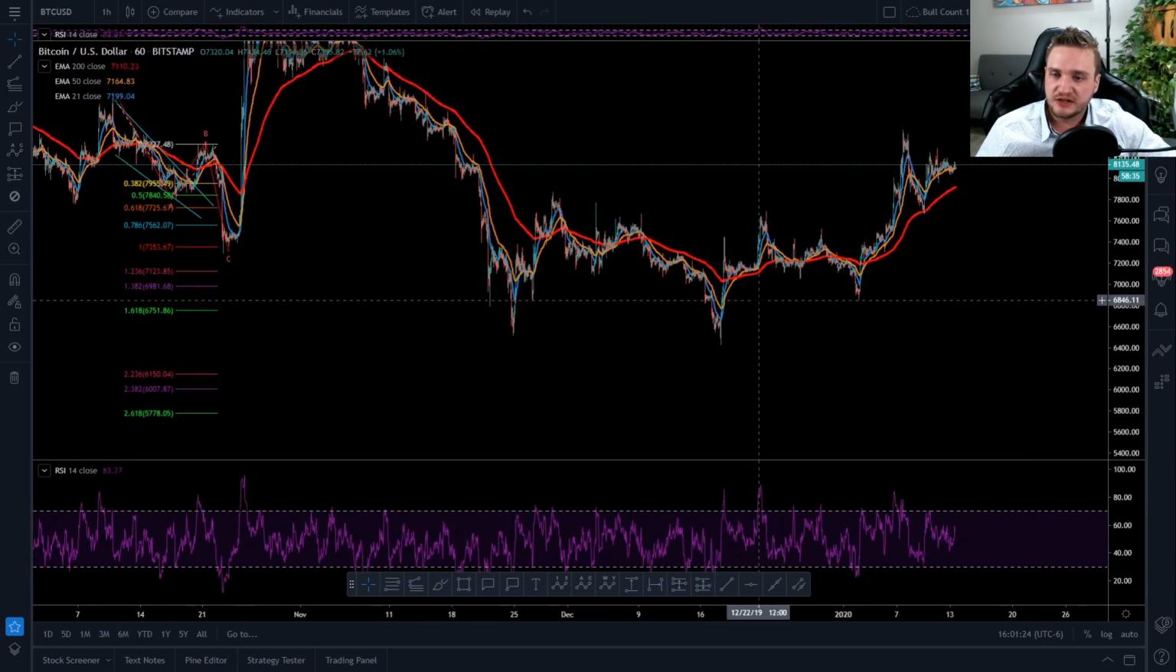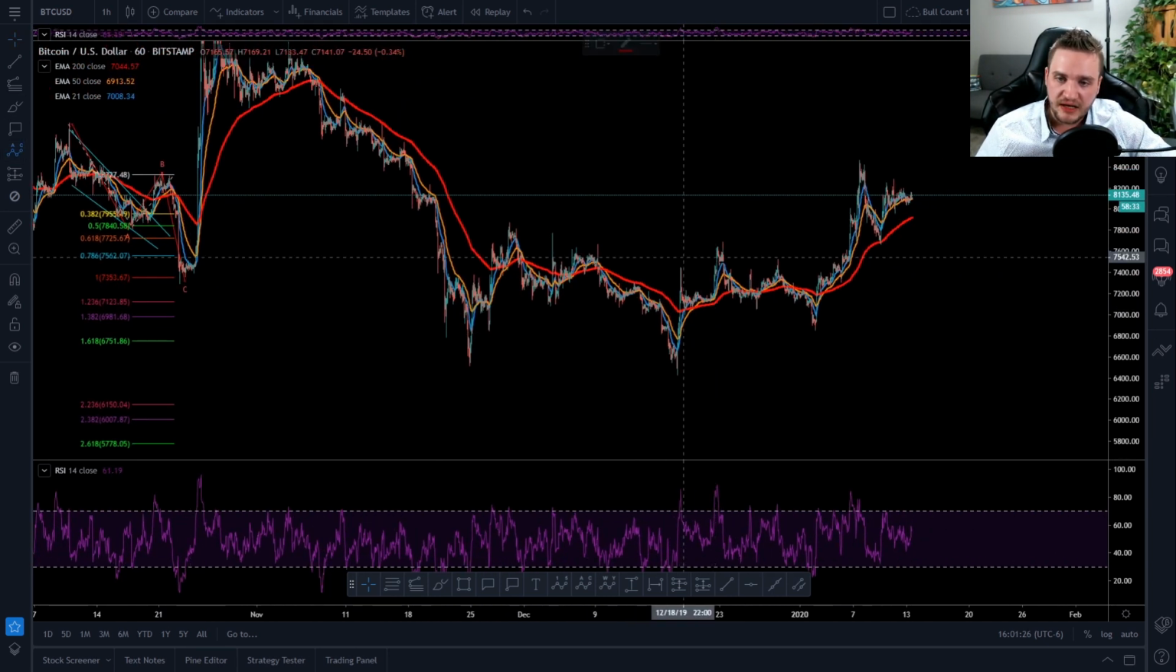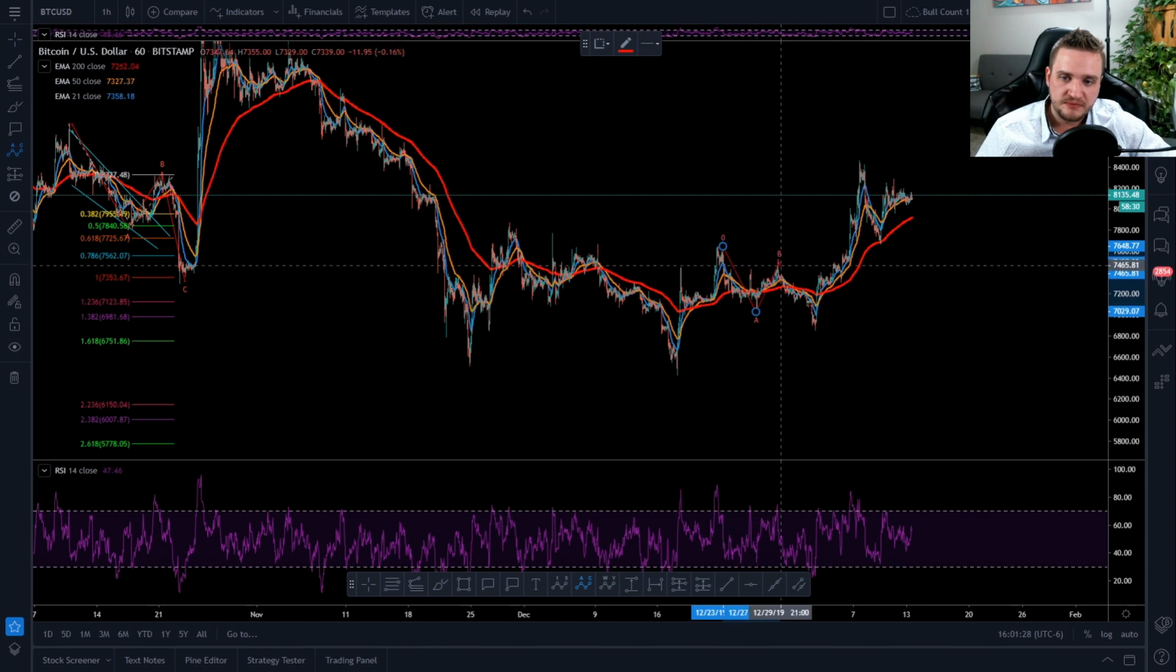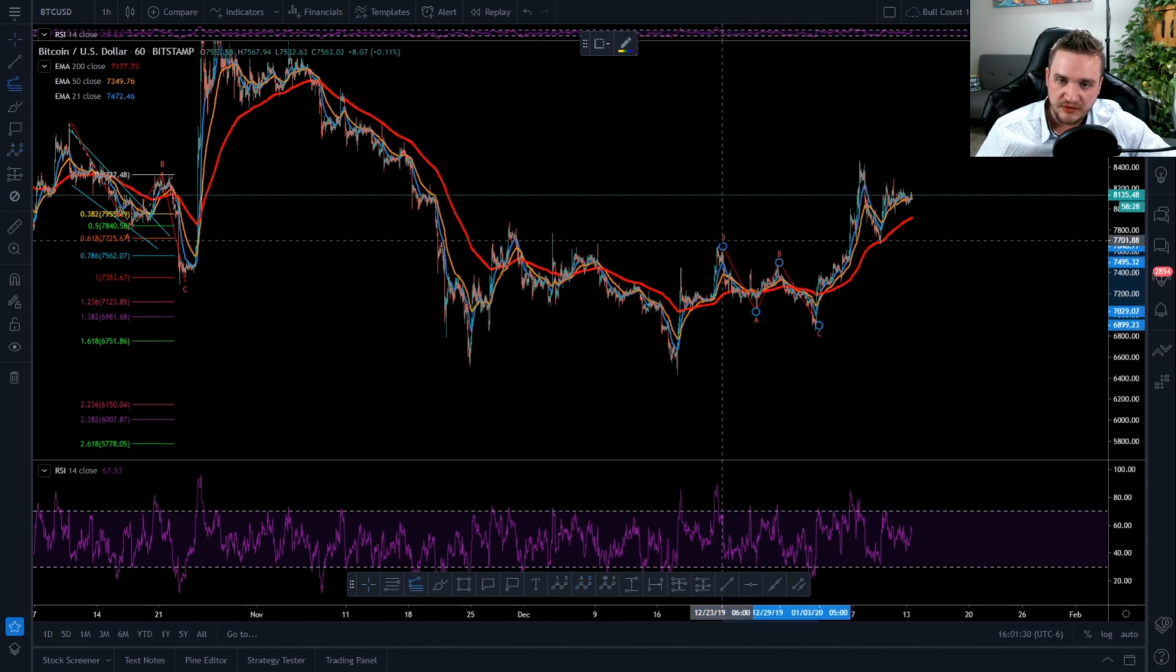Okay, let's go back and take a look at the ones that we highlighted back here. This being a 3-wave structure, what's the extension that we hit here?